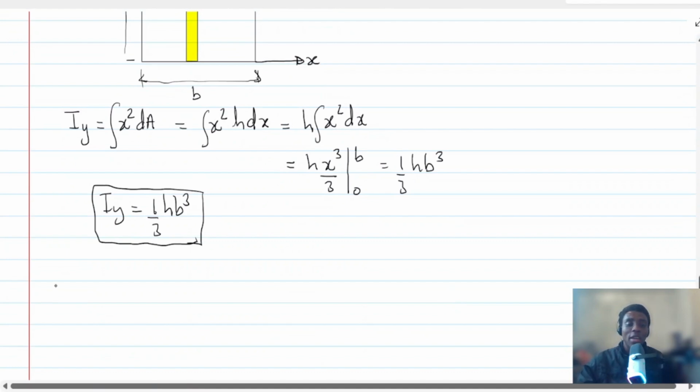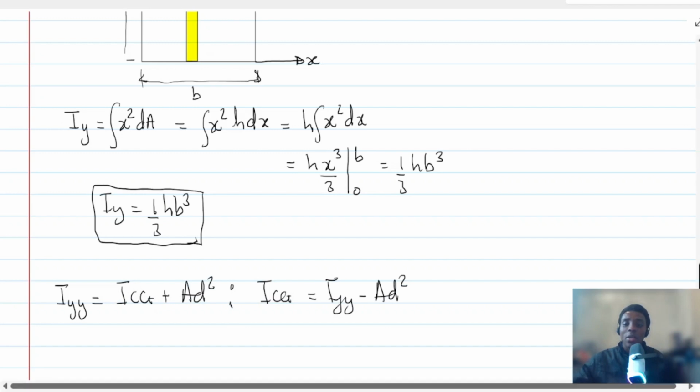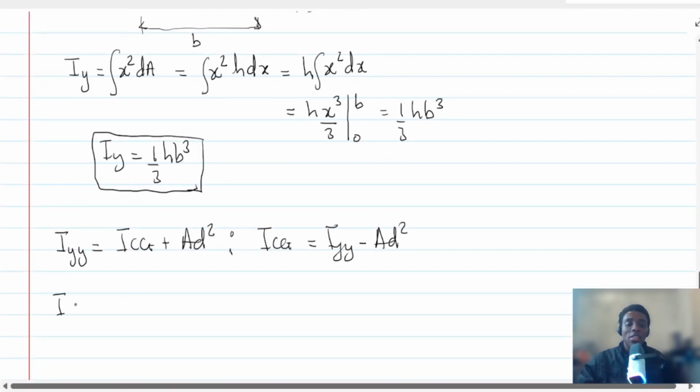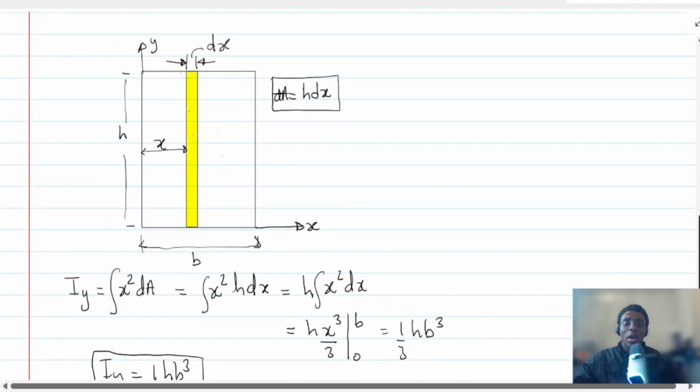Now let's go ahead and find about the centroidal axis. So we can say that Iyy is equal to ICG plus AD squared. And again, we can say that ICG should be equal to Iyy minus AD squared. This time round, our ICG is going to be Iyy, which is 1/3 h b cubed, minus area, which is always bh. Now the d this time is actually the centroid about the y.